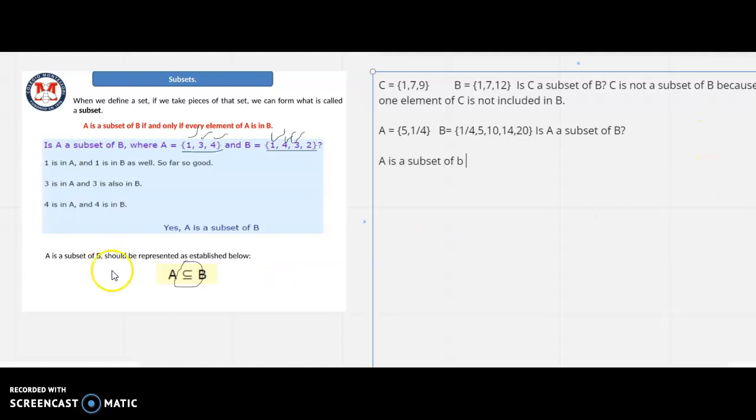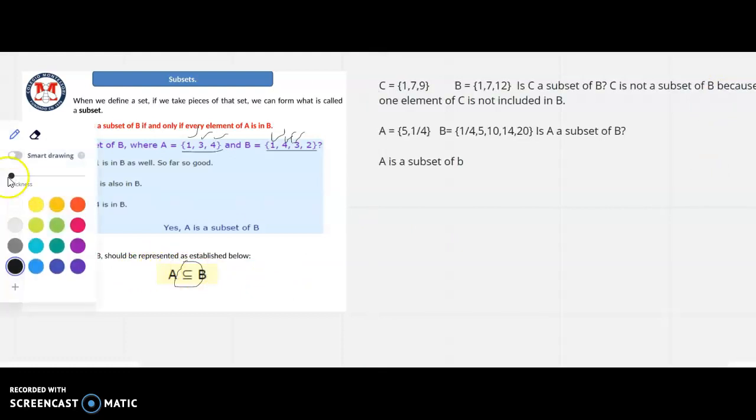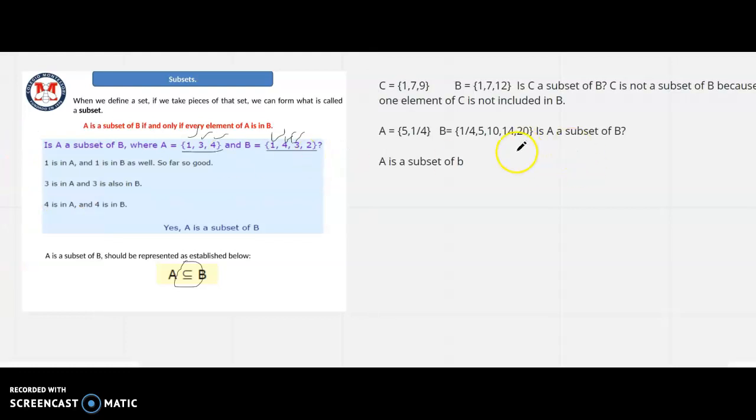Or we can say it much better with this notation, which is commonly used here. We can say A is a subset of B.